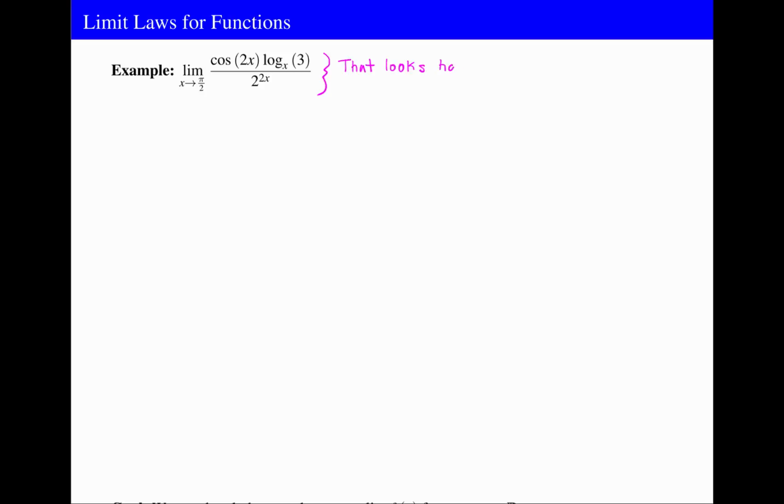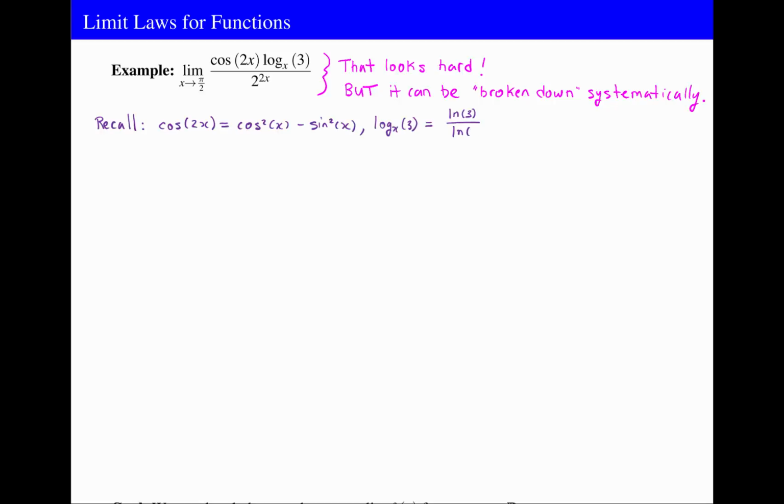Some limits look hard, as is the case of this example, the limit as x goes to pi over 2 of cos 2x log base x of 3 all over 2 to the 2x. However, they follow rather systematically. So recalling some of our trigonometric, log, and exponential identities, we could rewrite that as written here.